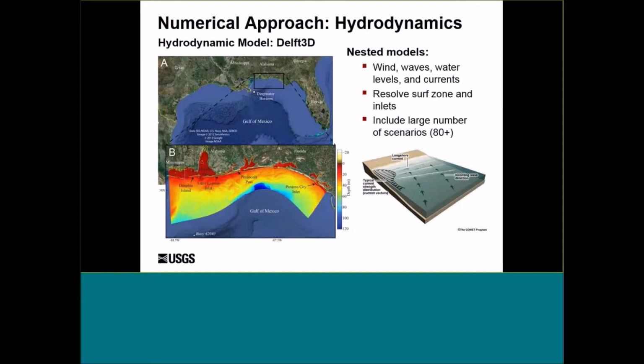The computational expense is too great to run the period of time we cared about. So instead what we did is we looked at scenarios. We looked at all the wave conditions in the Gulf, at the different wave heights and wave directions, and we created a set of 80 scenarios that captured the variability.